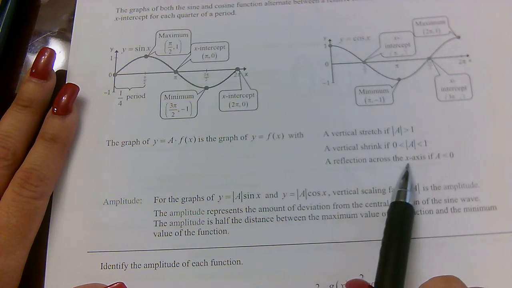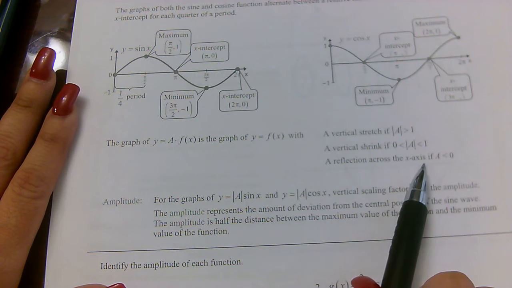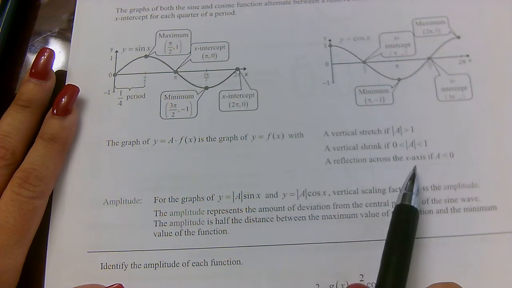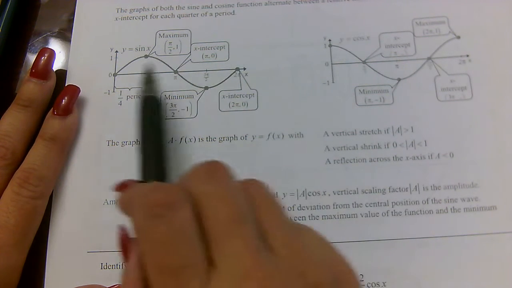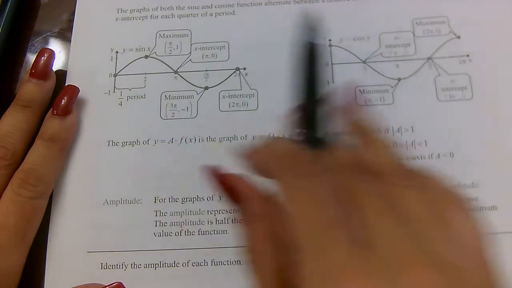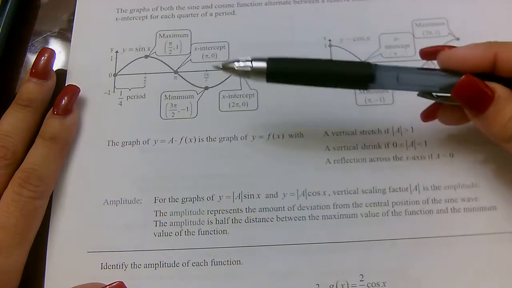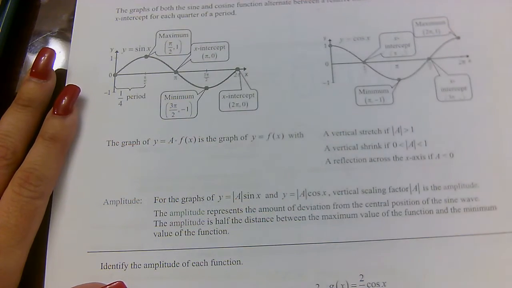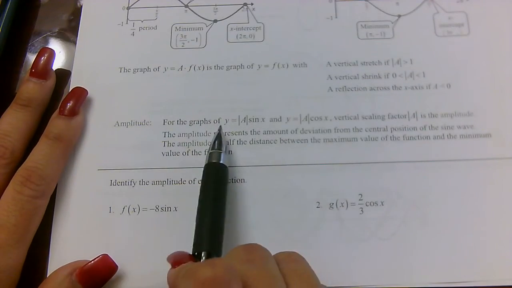And then if it is a negative value, remember negative says direction, then it's going to have a reflection. Instead of going up, it's actually going to be going down. Okay, so it is going to be reflected about your x-axis. All right, so A is going to be your amplitude.